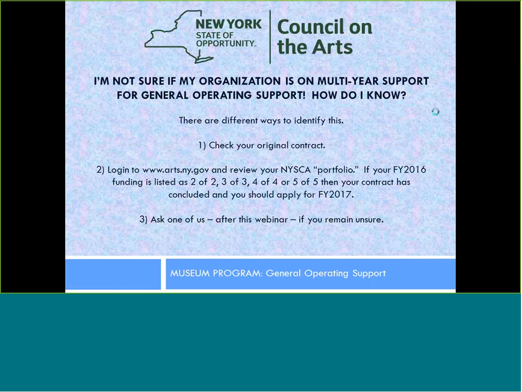If your funding for fiscal year 2016 shows up as 2 of 2, 3 of 3, 4 of 4, or 5 of 5, then your contract has concluded and you should apply for 2017. If you are still unsure, after this webinar is over, you should feel free to call or email Kristin, myself, or Fabiana, and we can help you ascertain whether your organization is on multi-year or not.